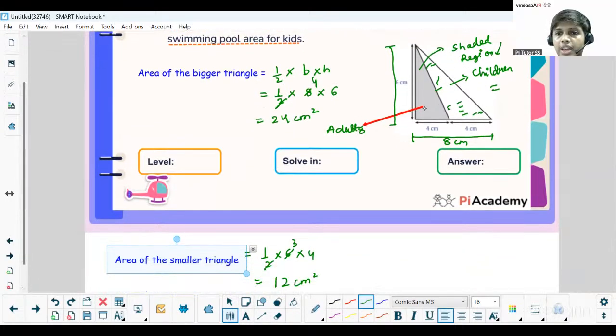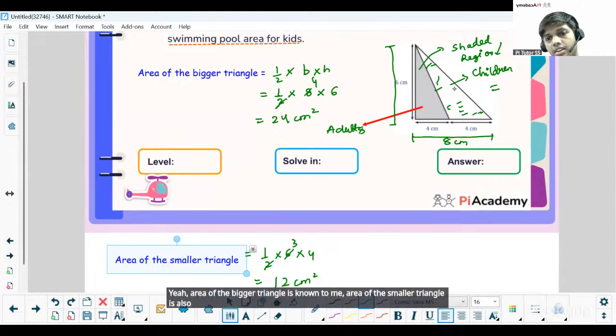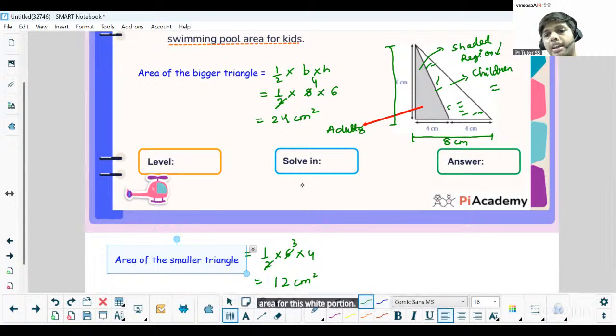Area of the bigger triangle is known to me. Area of the smaller triangle is also known. I need to calculate the area for this white portion. How will I calculate it?